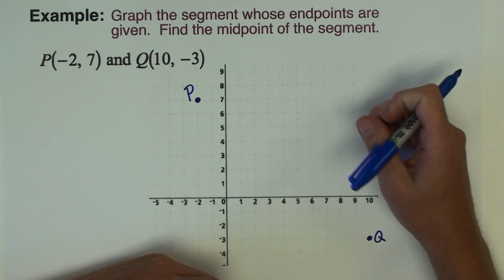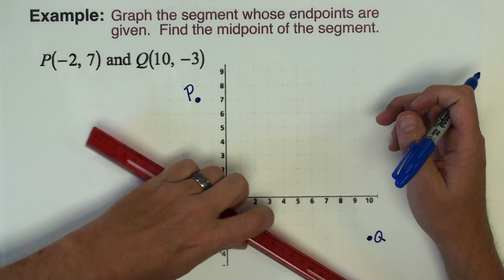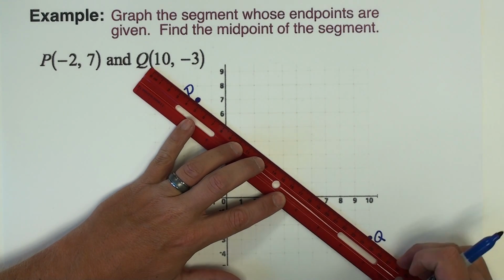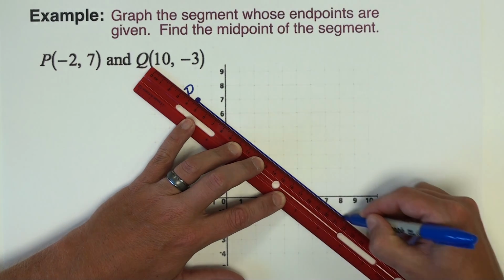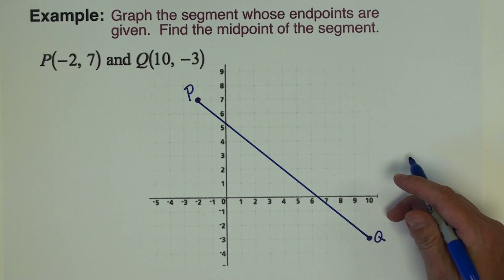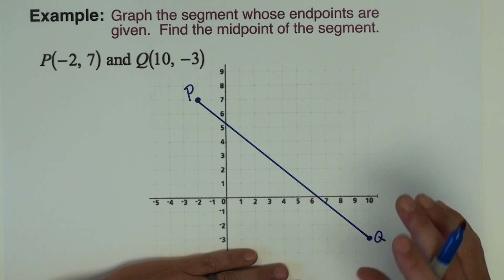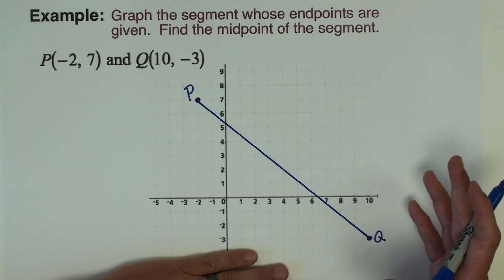And there's our line segment. And since these points are really far apart, it might be nice to just use a ruler to connect them. So we have a nice straight line segment there.